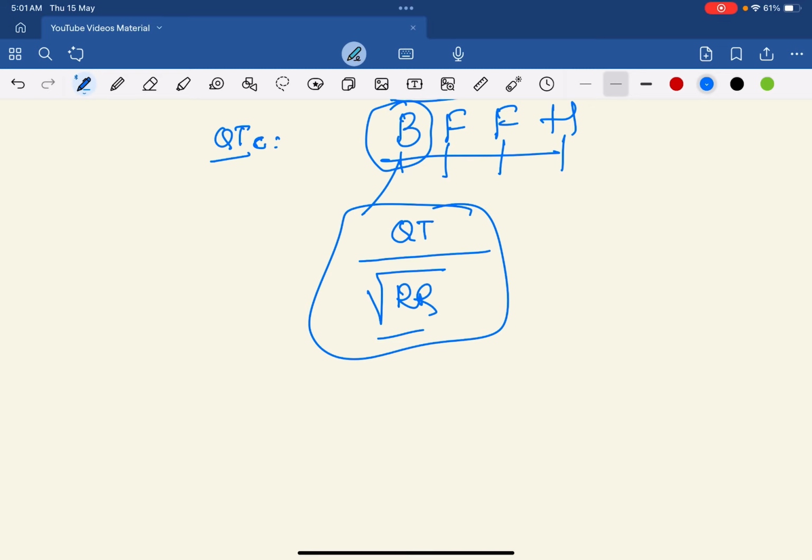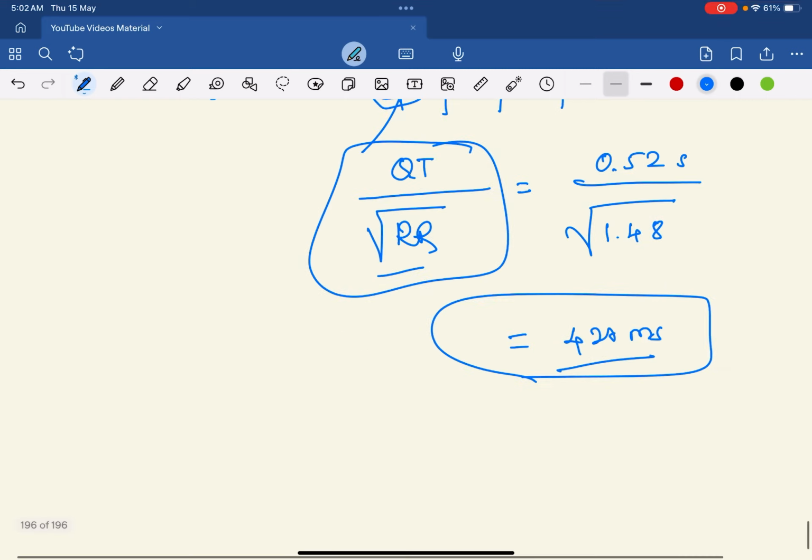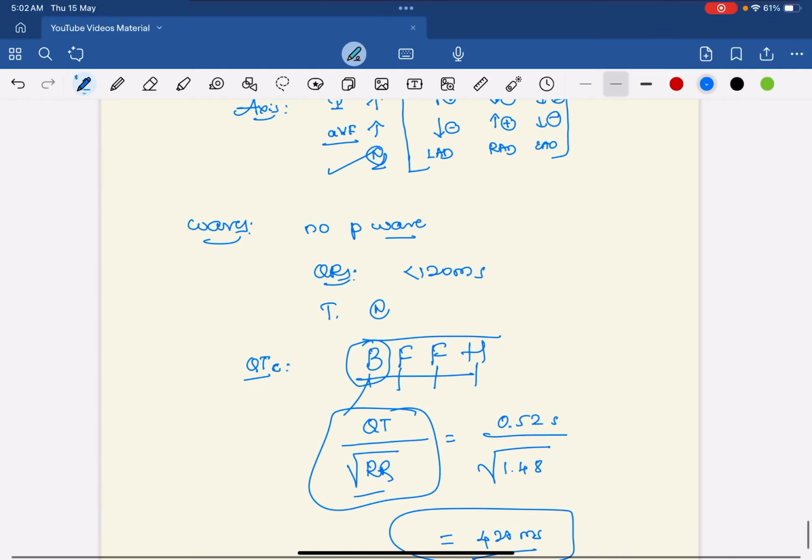So if we calculate in this case, the QT interval comes to 0.52 seconds, divided by the square root of the RR interval. The RR interval comes to around 1.48 seconds. So if we calculate, it comes to around 427 milliseconds or 0.42 seconds. This is the corrected QT interval in this patient, which is normal. So the QT interval is also normal. There is no ST segment elevation.